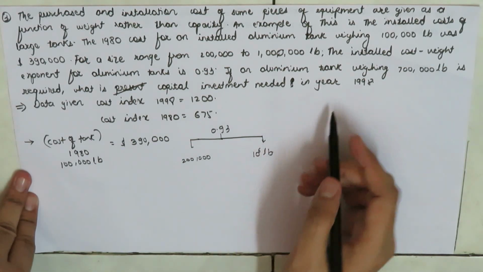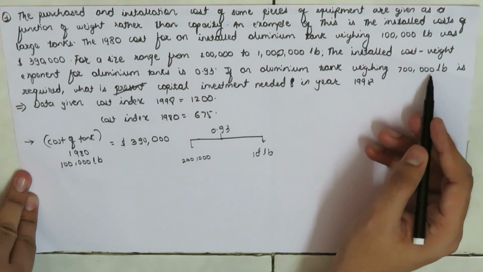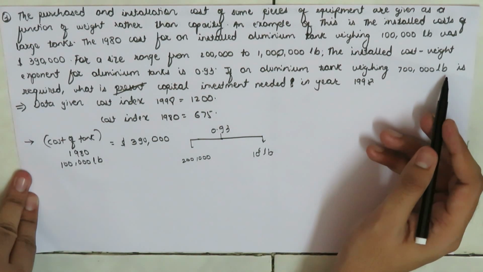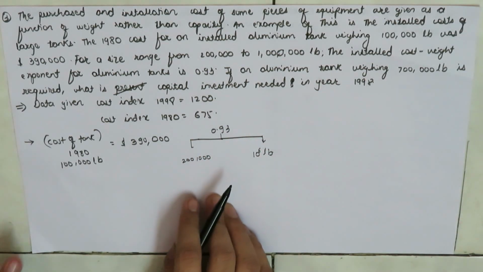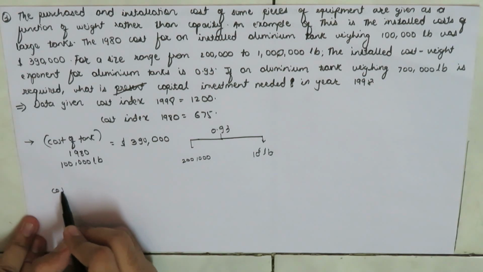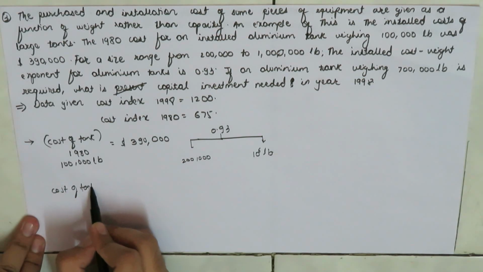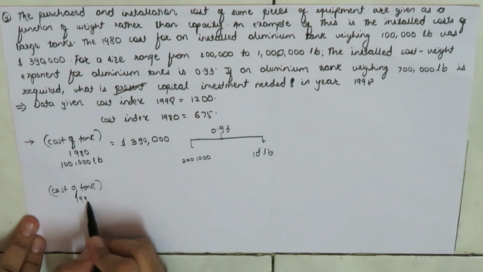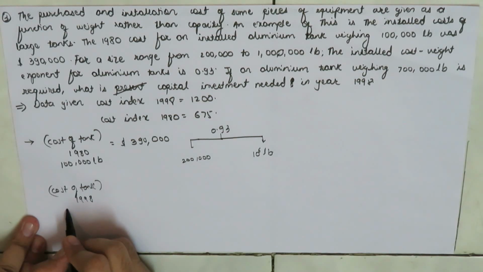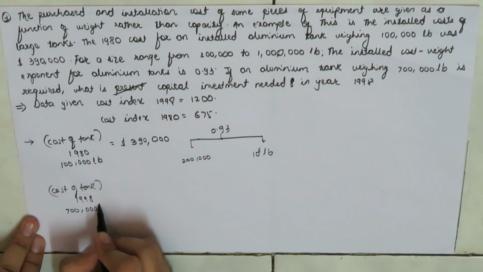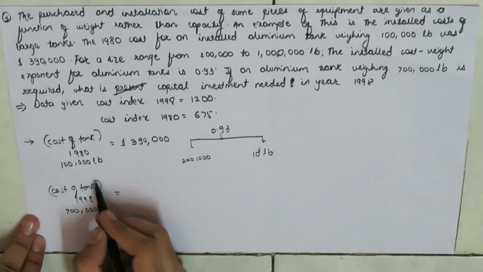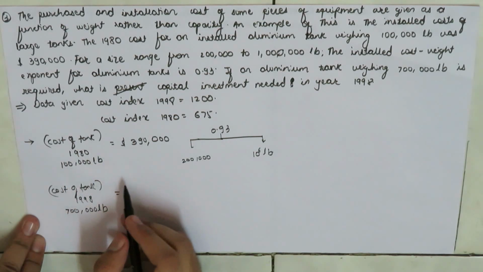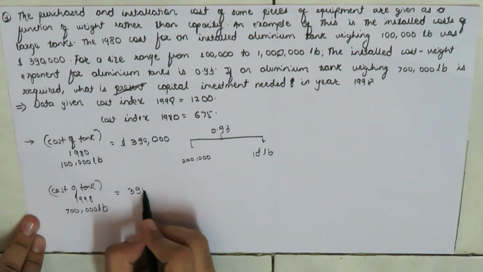And if an aluminum tank weighing 700 into 10 to the power 3 pound is required, then what is the capital investment needed in the year 1998? So we need to find the cost of the tank in the year 1998, whose weight is 700 into 10 to the power 3 pound. So this is equal to the cost of equipment in the past, meaning the cost of the tank in 1980.